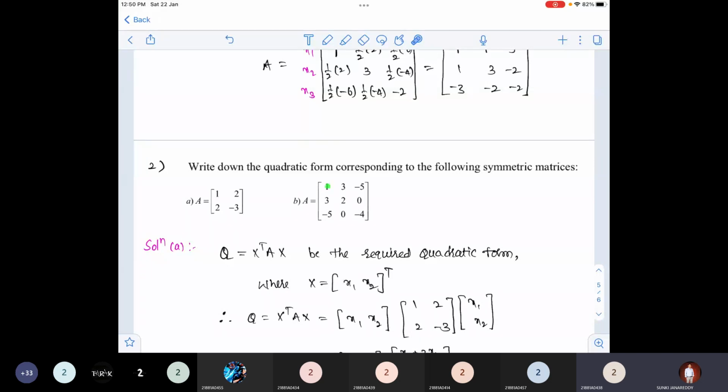The first one is x1 square, 2x2 square, 4x3 square, right? It is completed. Principal diagonal elements completed. Next it is x1x2, 6x1x2. Next what is this one? Minus 10x1x3. Yes or no? Yes, sir. Next 0 into x2x3, that's it.